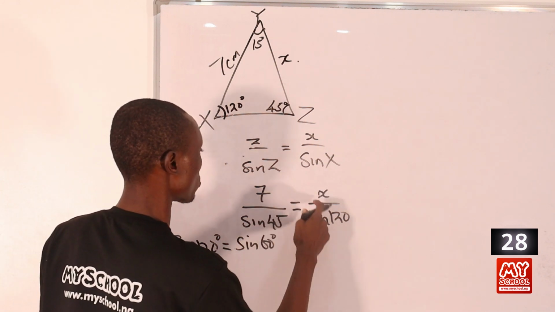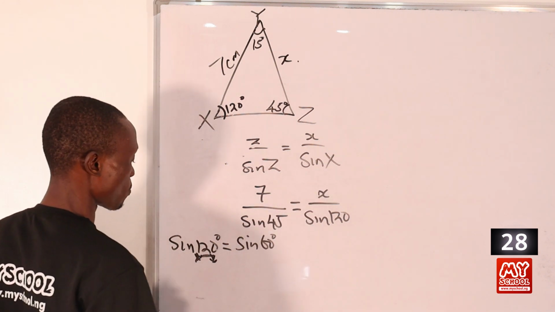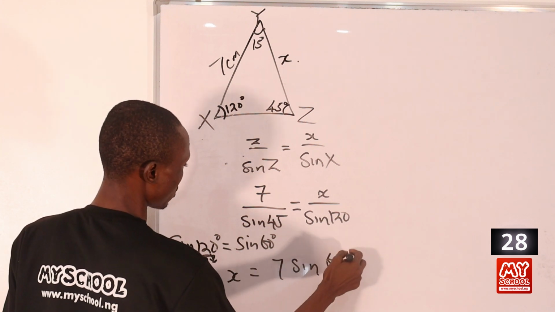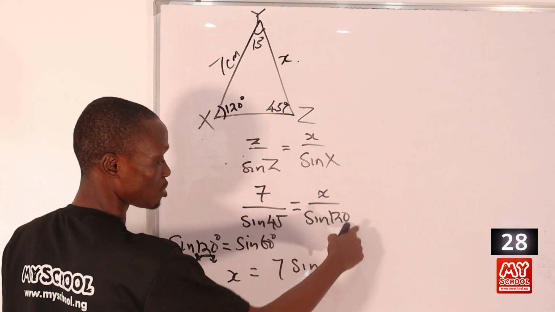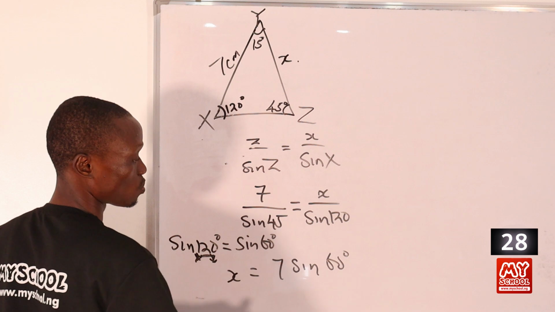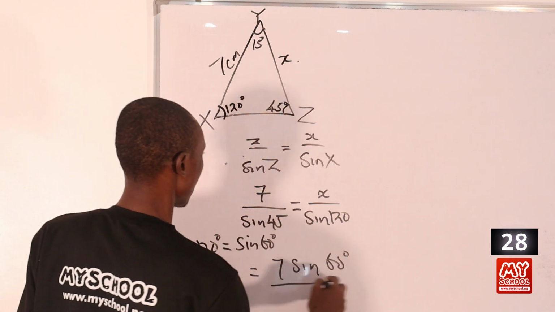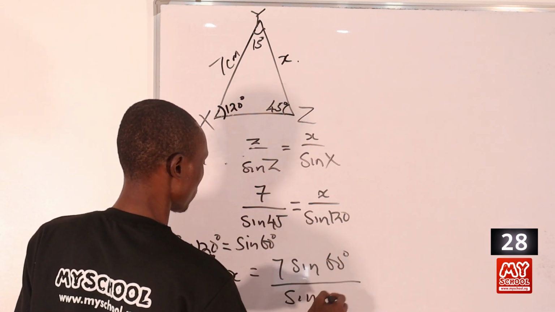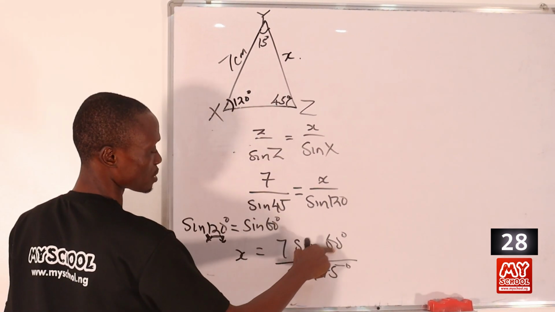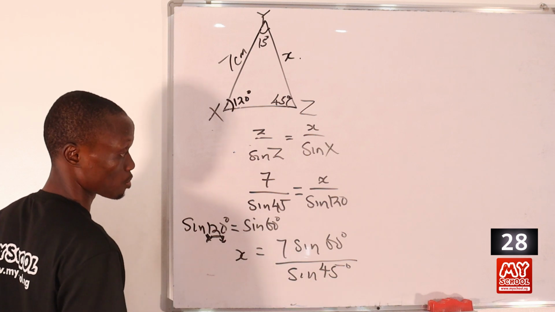Okay, so here we cross multiply to make s the subject of formula, so that s will be equals to 7 sine 60 degrees, because we said sine 120 degrees also equals sine 60 degrees. So instead of writing sine 120, we just replace it with sine 60 degrees, divided by sine 45 degrees.